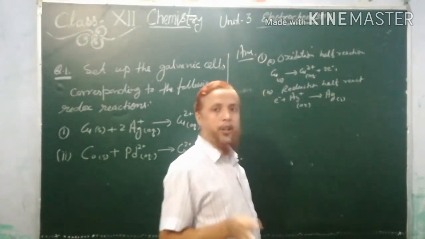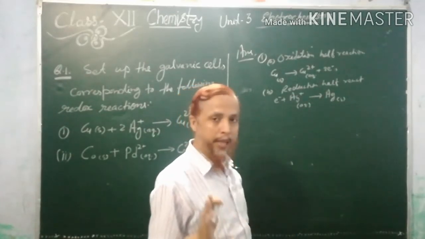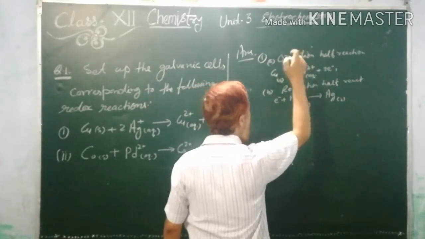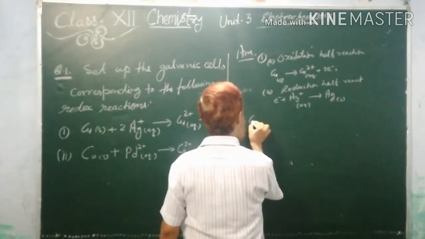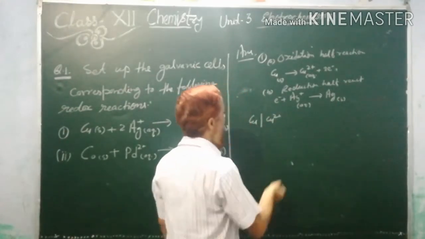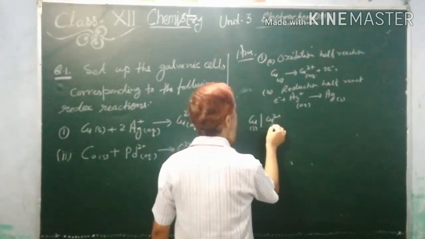So from the points of representation of a galvanic cell, first we will write oxidation. So Cu, vertical line, Cu2+, and then Ag+, oblique, Ag. Cu is solid and Cu2+ is aqueous.